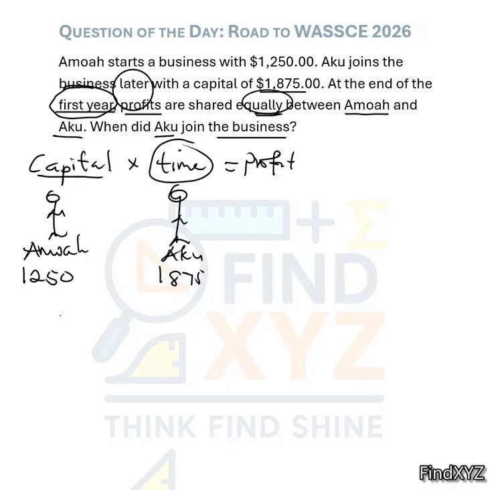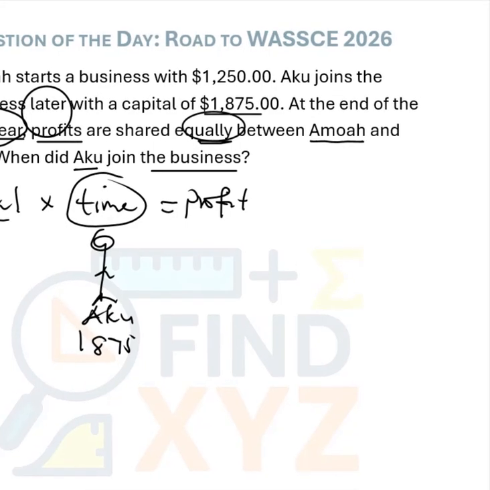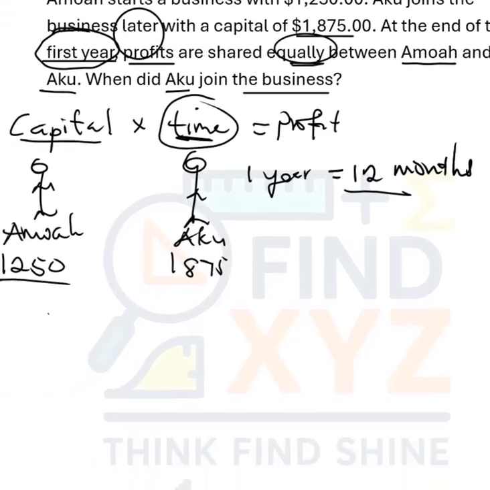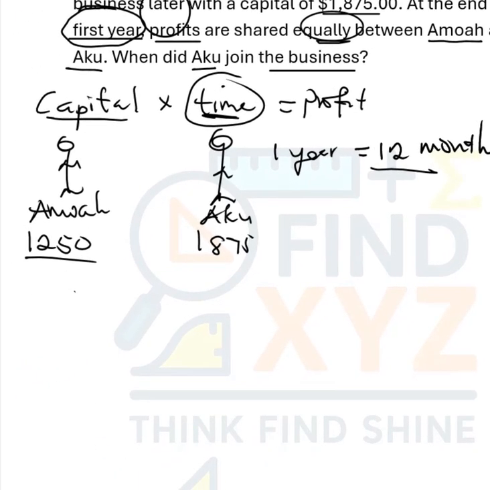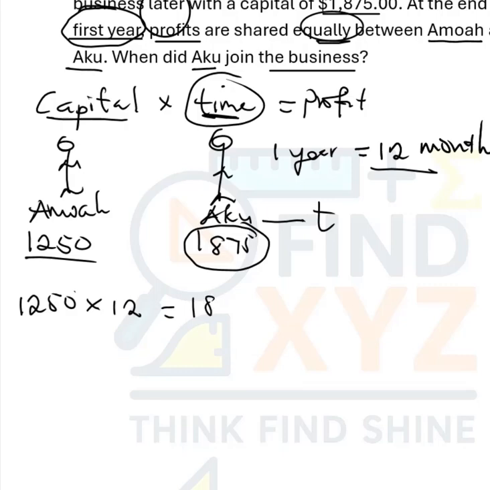And because they didn't start at the same time, it is very wise to work in months. So 1 year is equivalent to 12 months. So we are going to use months for the time. So what will be the profit for Amoah? That will be the capital times the time. That is $1,250 times 12 months. That is the profit. Is equal to, do we know the time Mr. Aku joined? No. So let's represent the time as T. His capital is 1,875 times the time that we don't know.